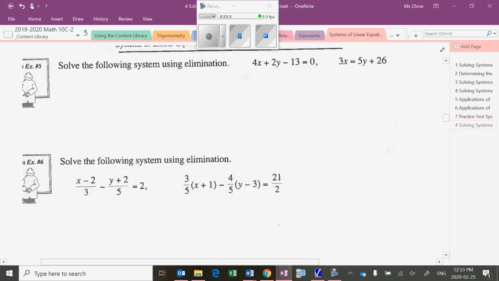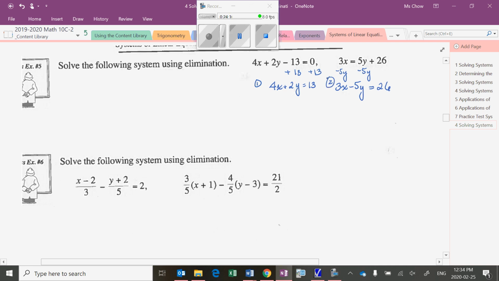So just to start that then, we would here in this case add 13 to both sides. So then we have 4x plus 2y is equal to 13. And I'm going to call that my new number 1. And for the second one, we'll move the 5y onto the left side. So we'll subtract 5y from both sides. So it ends up being 3x minus 5y is equal to 26. And that's my new number 2.